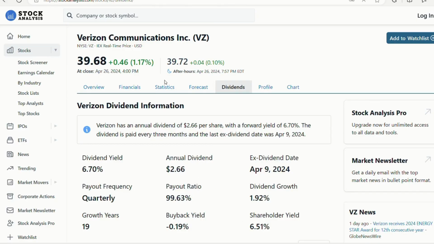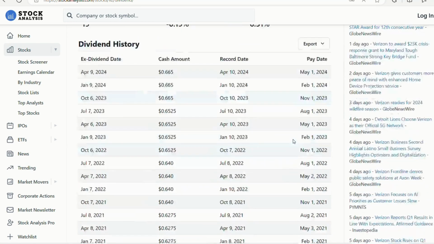As you can see, the Verizon company is right now at almost $40. Just remember that, because we will need this number after all of this process, to compare the price now and the future price with the fair value, okay?